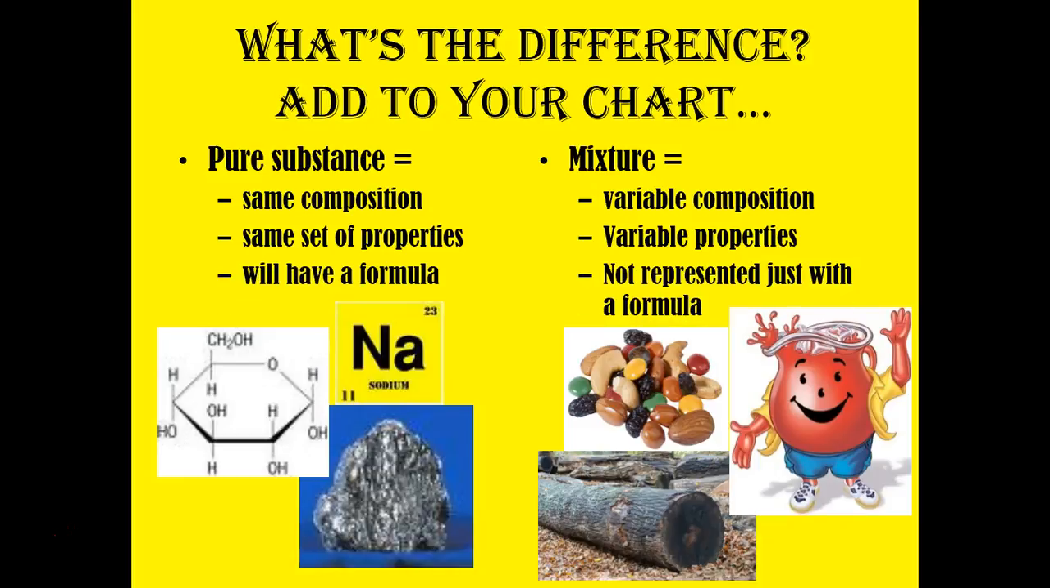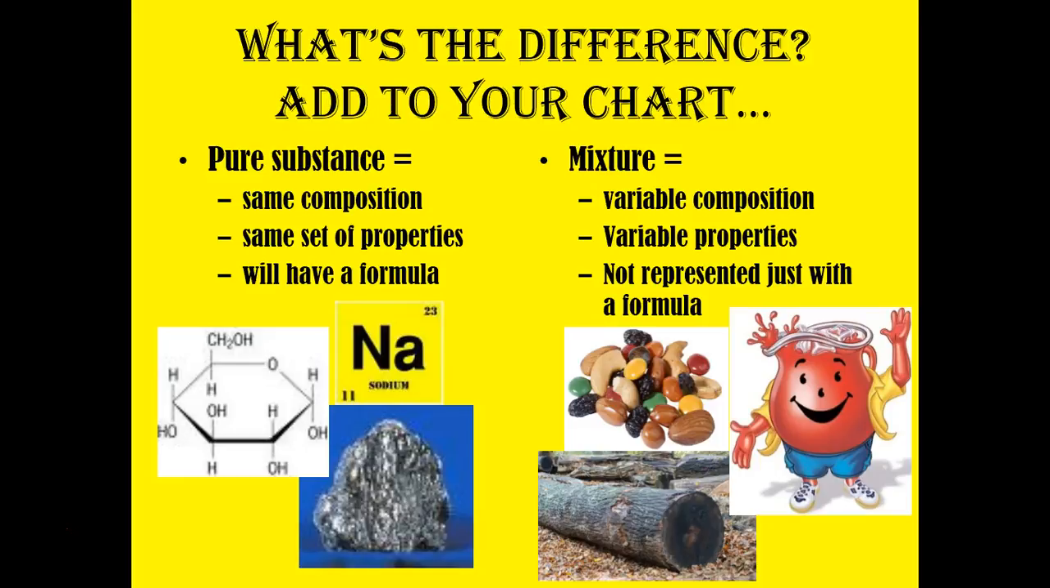When we talk about the different properties here, pure substances, when we say they have the same set of properties, we mean if you have sodium chloride, if you have salt, all sodium chloride is going to act the same regardless. With a mixture, you have different things mixed together, and different parts of it might have different properties. And if you make the mixture slightly different, then the whole mixture might act a little bit differently and things like that.